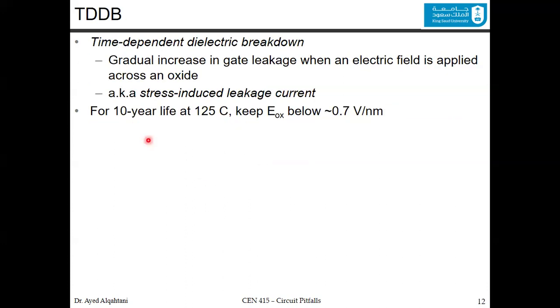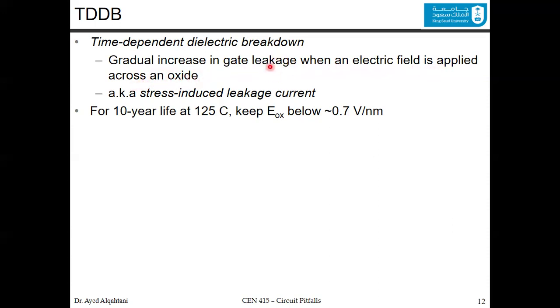For the TDDB, the time-dependent dielectric breakdown, it's actually a gradual increase in the gate leakage. The gate is not supposed to leak any current. However, we talked about this in the non-ideal transistor theory. We actually have some small leakage. Over time, this increases. It gradually increases in gate leakage when an electric field is applied across an oxide.